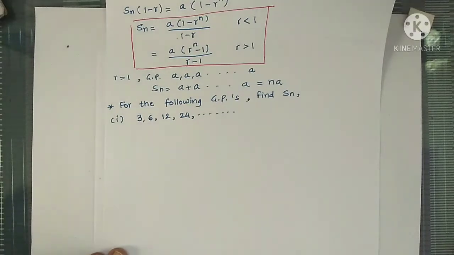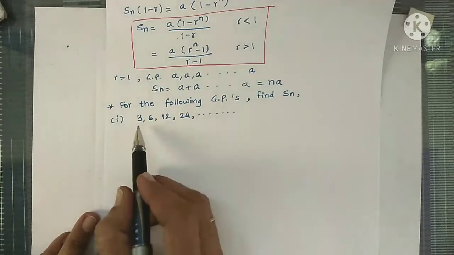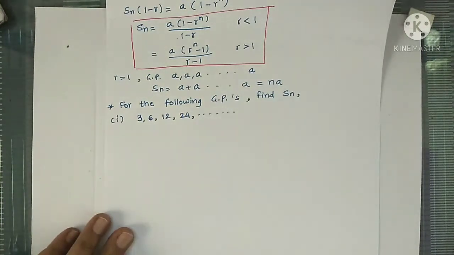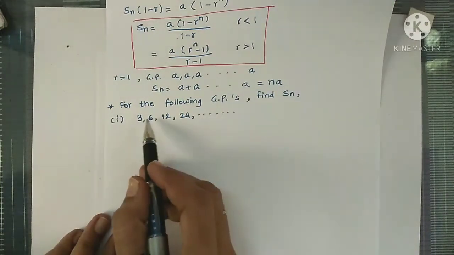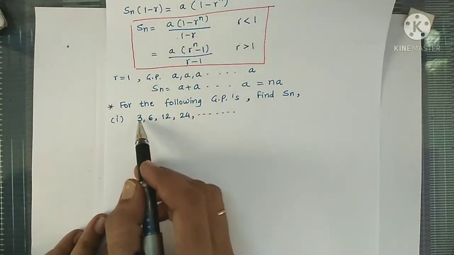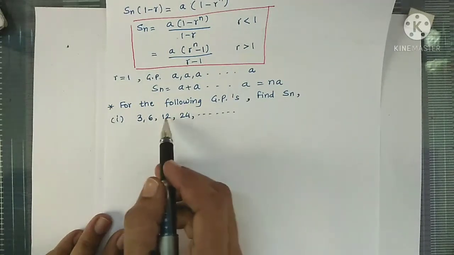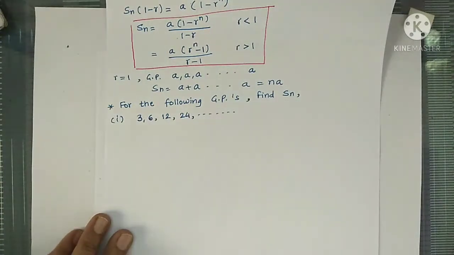Let's solve some questions. For the following GPs, find Sn. So the first GP given is 3, 6, 12, 24. Now here it is given that the sequence is a GP, that is, geometric progression. But in the exam, first of all we have to verify whether it is a geometric progression or not. 6 upon 3 is 2, 12 by 6 is 2, 24 by 12 is again 2. So the ratio is constant everywhere, therefore the sequence is a GP.